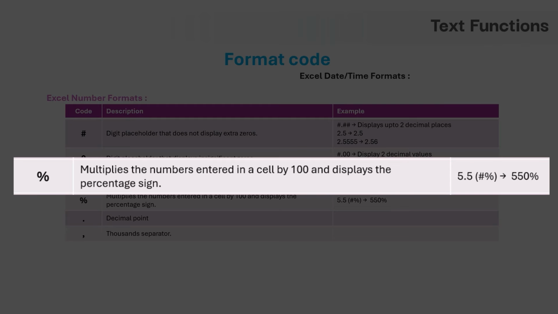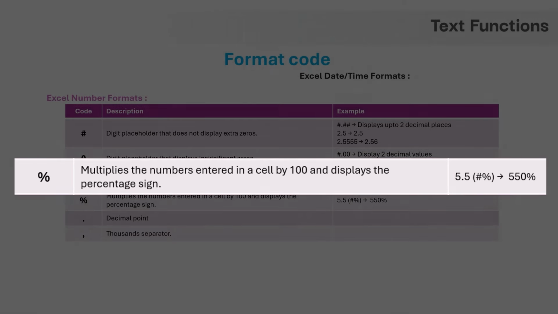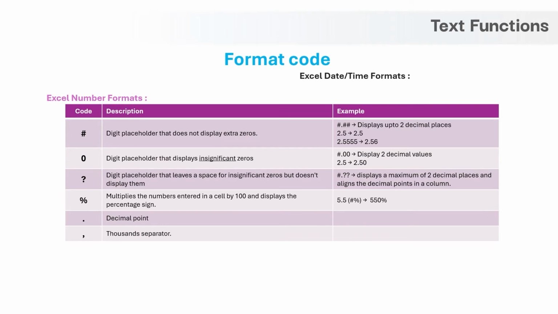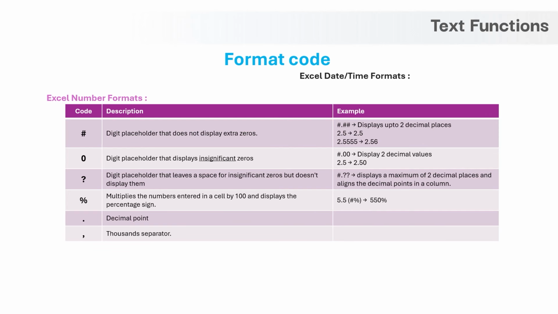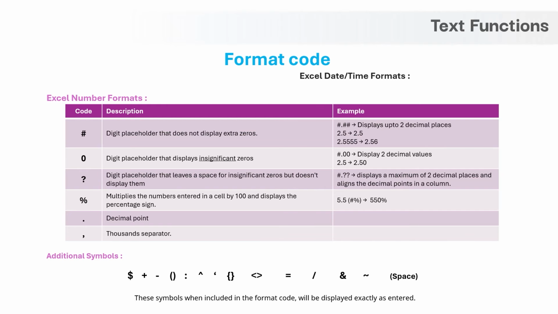When it is combined with the hash character, it will format the input value into percentage values. We have already spoken about the decimal point and thousand separator, which are pretty straightforward. Apart from these special characters, we can also use some additional symbols like dollar, plus, minus, parenthesis, etc., and these are displayed exactly as entered along with the input value.